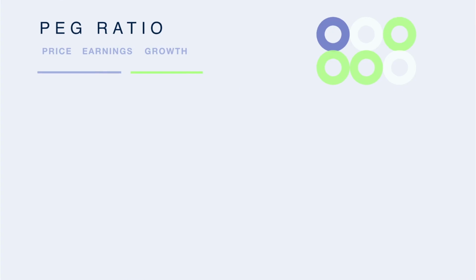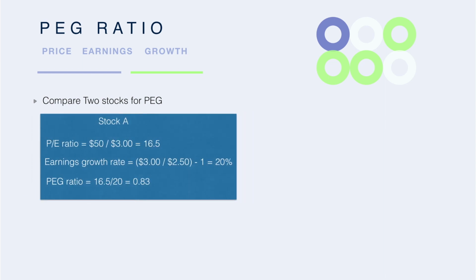Based on the information below, the following data can be calculated for both stock A and stock B. Stock A PE ratio equals $50 divided by $3 equals 16.5. Earnings growth rate equals $3 divided by $2.5 minus 1 equals 20%. PEG ratio equals 16.5 divided by 20 equals 0.83.